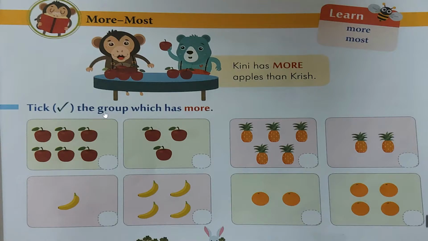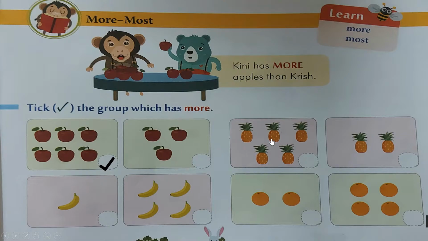Pick the group which has more. Here they have given the images of groups. We have to tick the group which has more. In these two groups, which group has more apples? Yes, first group has more apples. So, we have to keep the tick mark here, children.